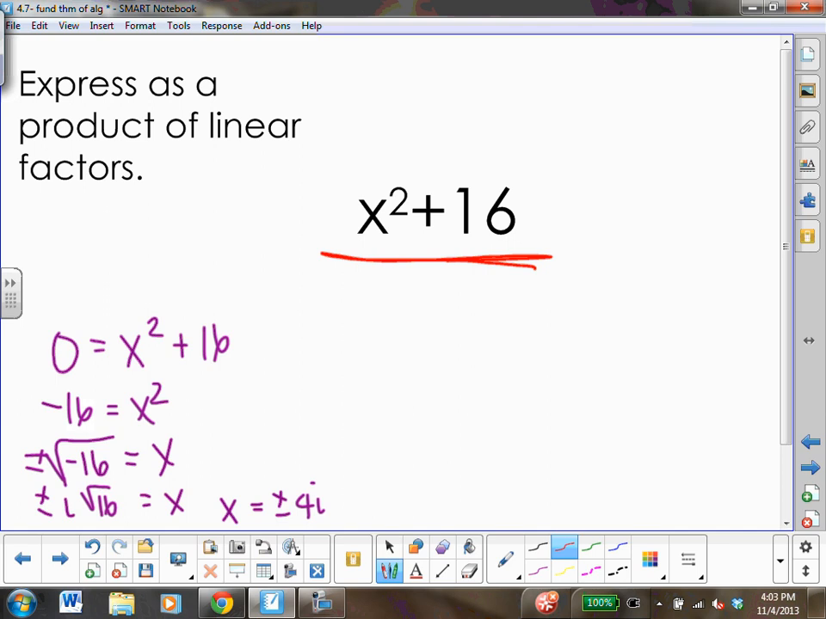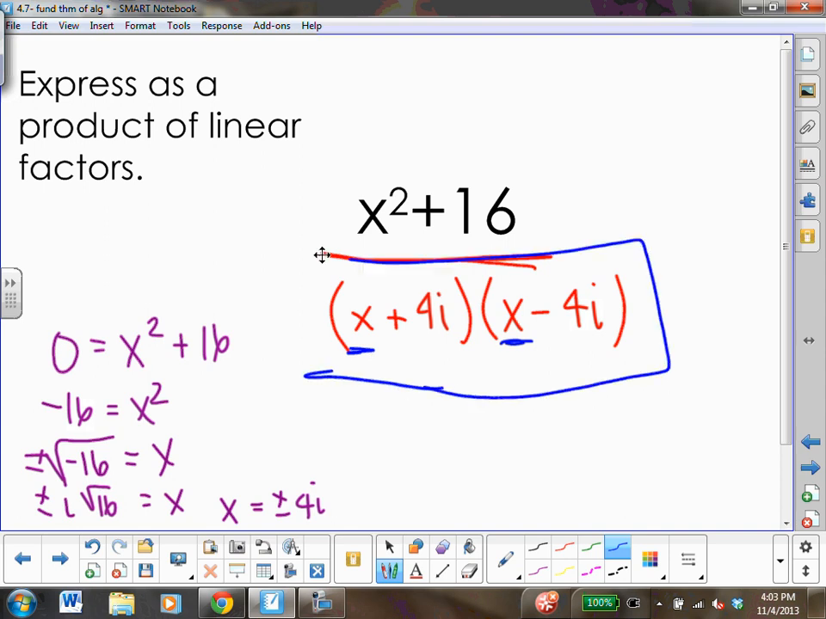So I could express this as x plus 4i and x minus 4i. And technically that is still the same thing as saying x squared plus 16. It's just really not a way we would normally express it. But notice, now we have x with no power, meaning that we are now the product of linear factors. Let's try another one.